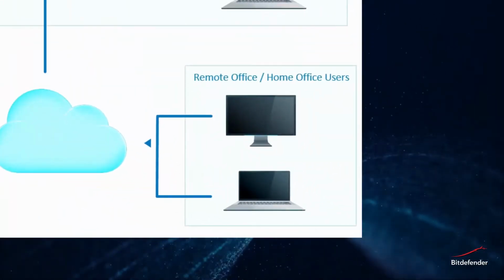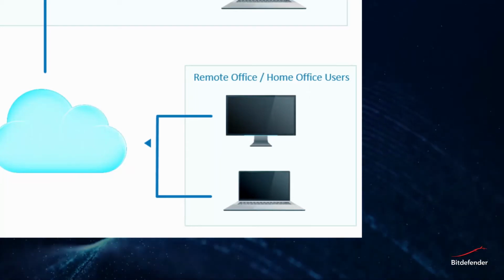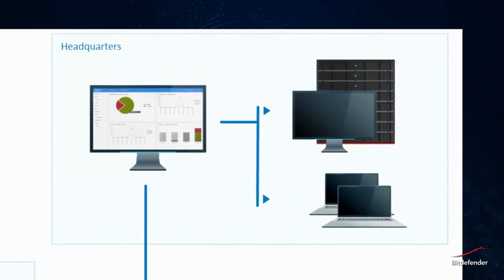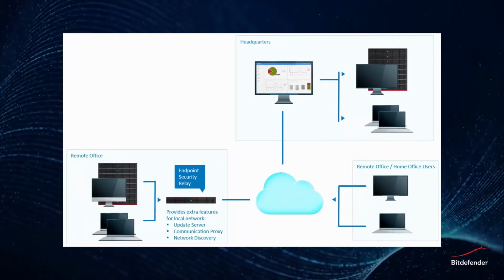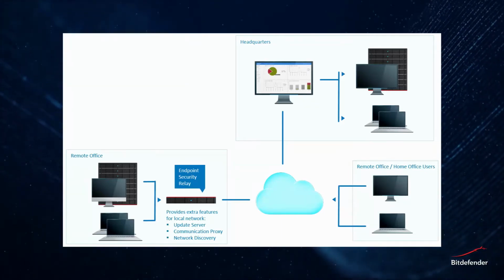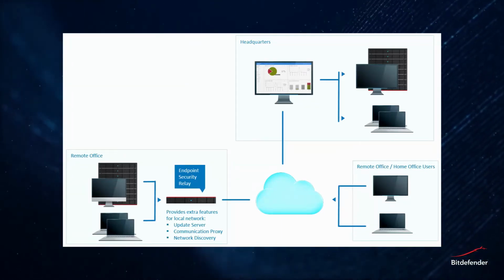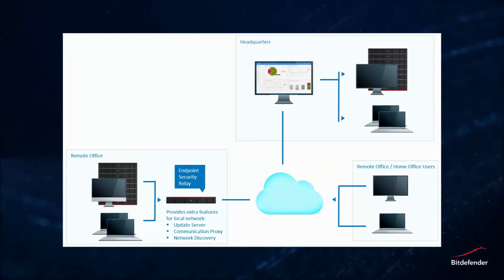The endpoints in a small remote office or remote endpoints can access the communication server from the headquarters directly over the internet through VPN. If the VPN connection is not available on the remote endpoints, BEST can access GravityZone's communication server if port forwarding has been set up on the company gateway, from the gateway's public IP address to the communication server's local IP address.